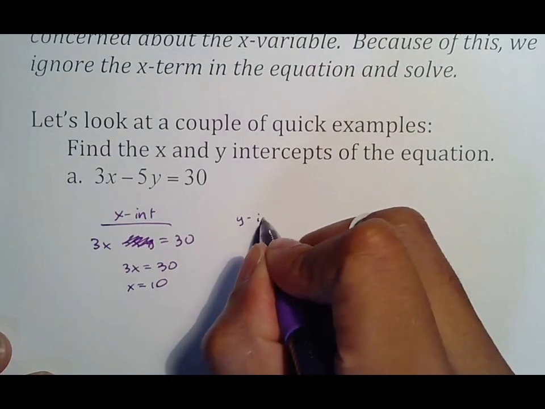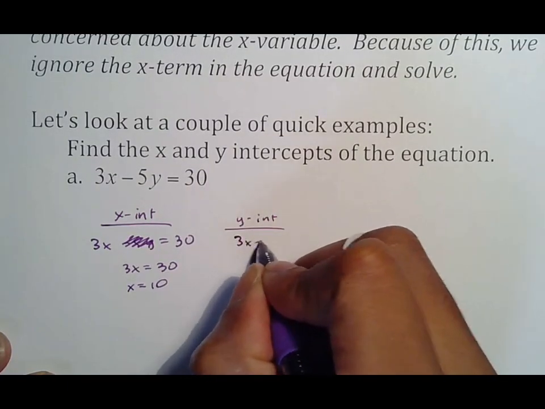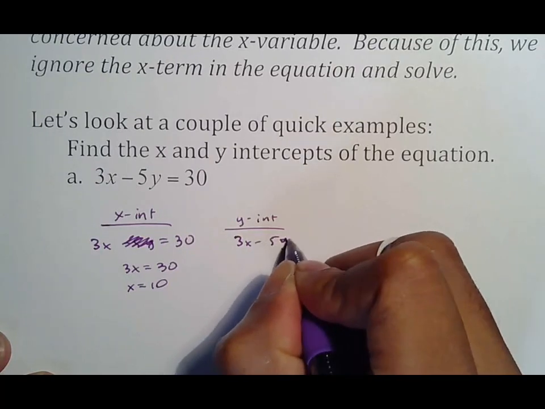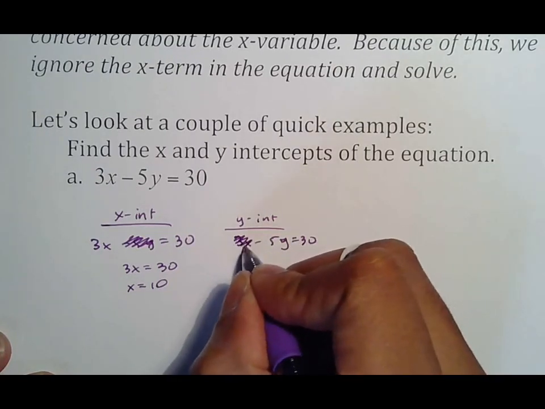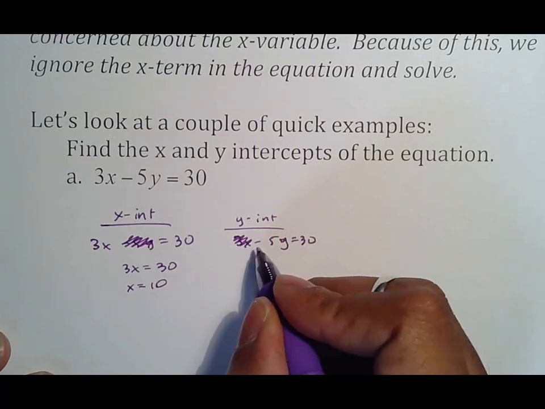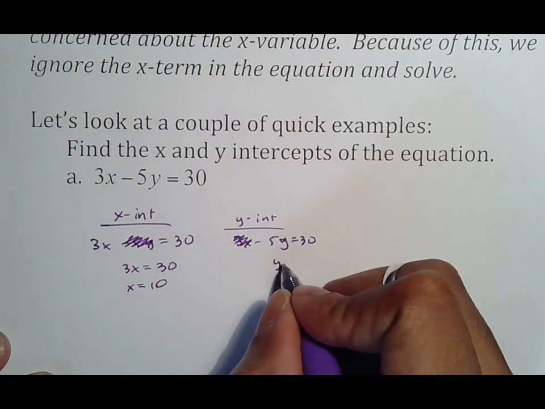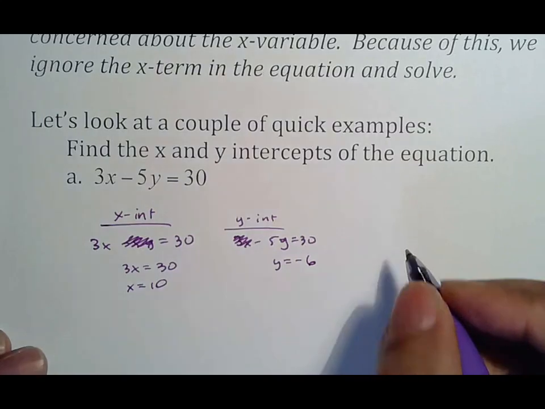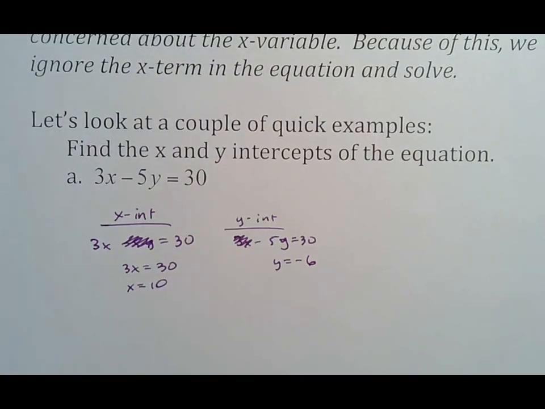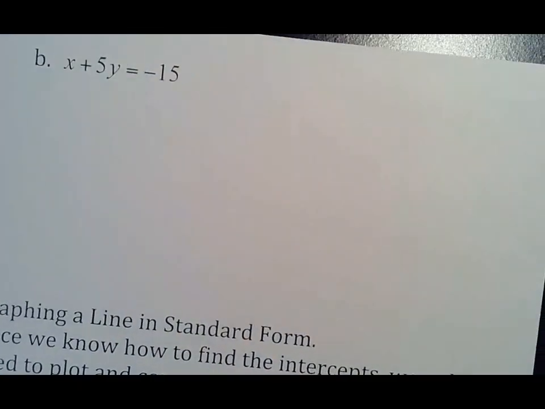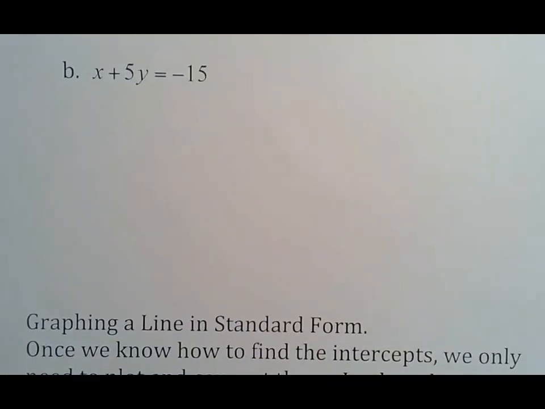For your y-intercept, again, starting from here, I don't care about the x. Now don't eliminate the negative because that negative is part of 5, but it does give me y is equal to negative 6. And again, it's a very easy process. You just have to make sure that you are ready for that process.